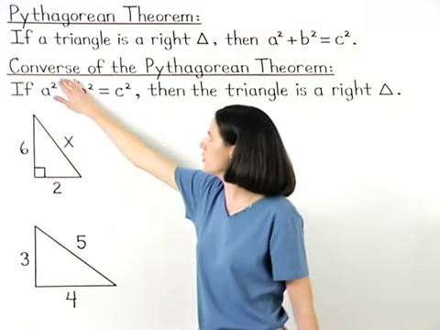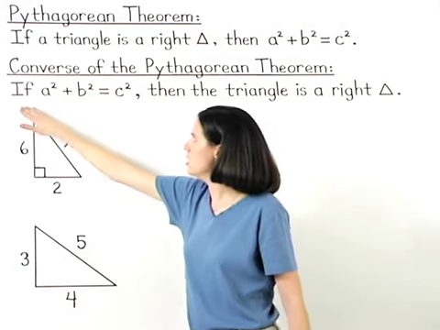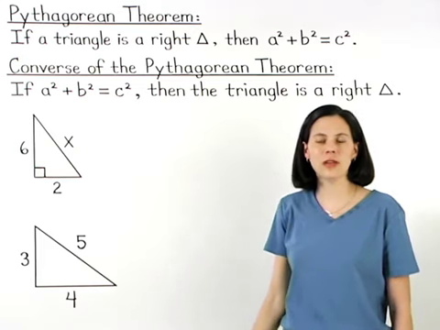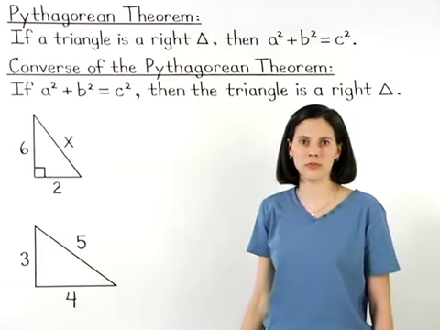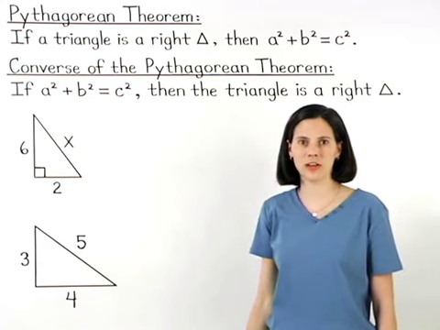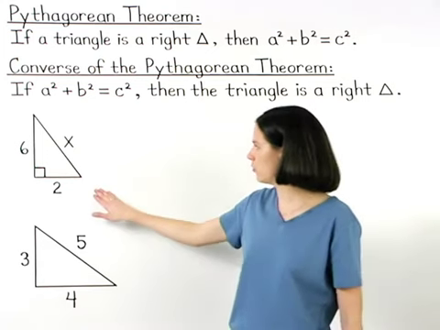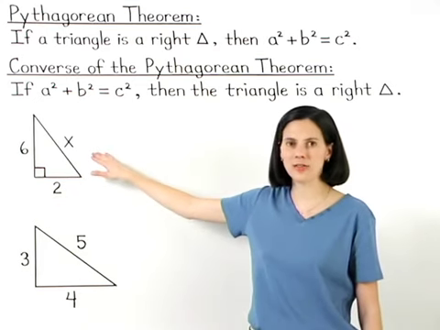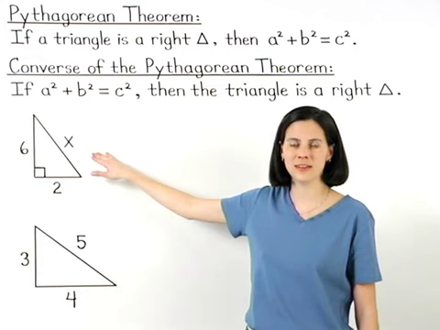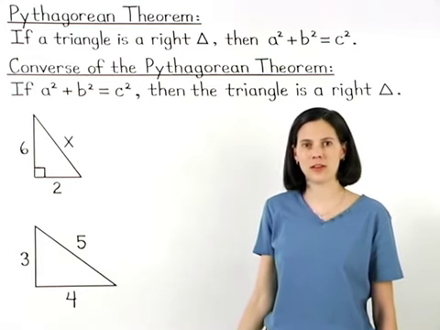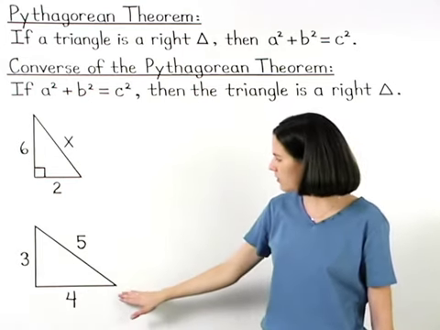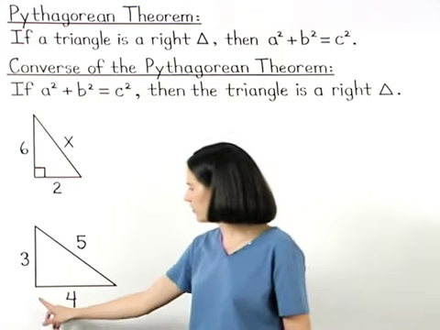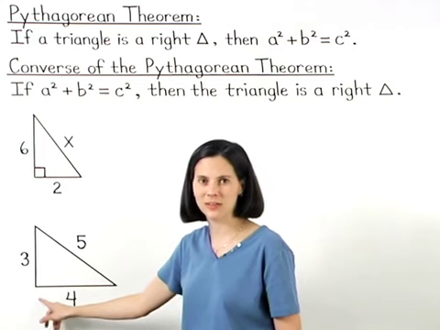Remember that the converse switches the order of the if and then statements. So in the Pythagorean theorem problems, like the ones in the previous sections, we're given that a triangle is a right triangle, and we're asked to find the length of a missing side. In the converse of the Pythagorean theorem problems, we're given the lengths of all three sides of a triangle, and we're asked if we have a right triangle.